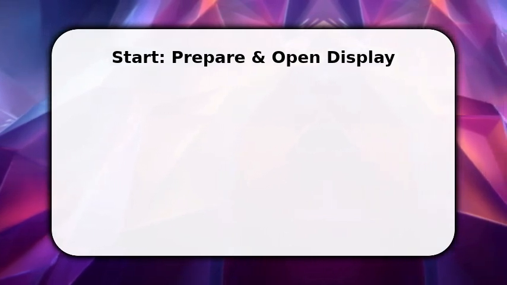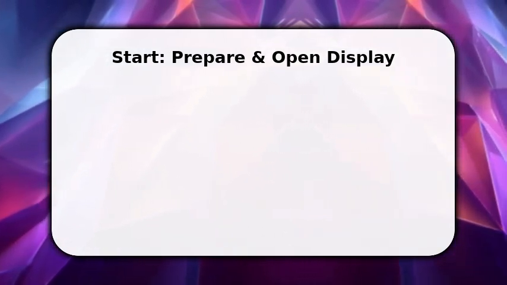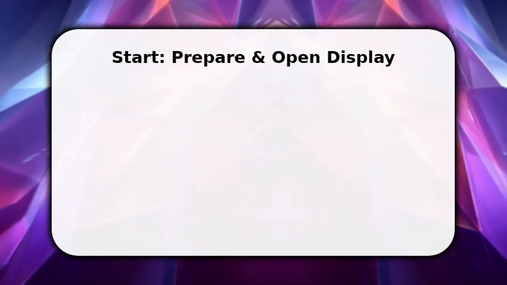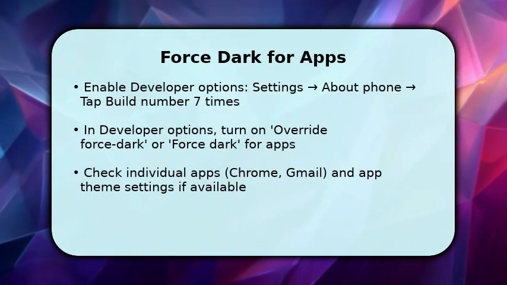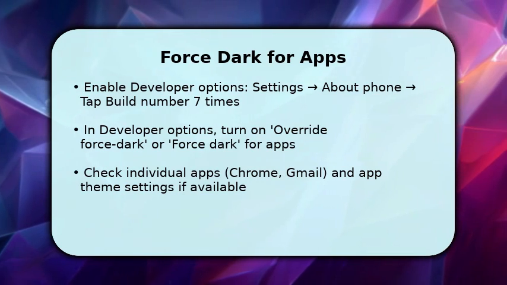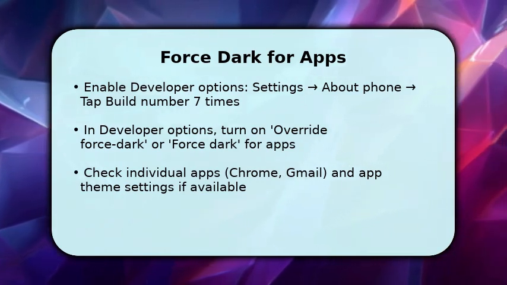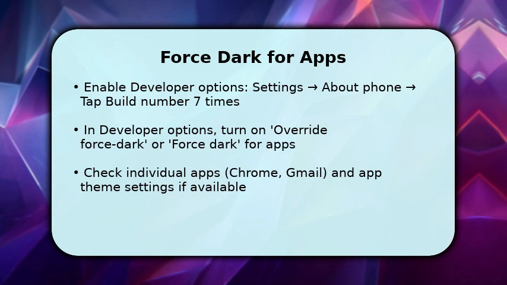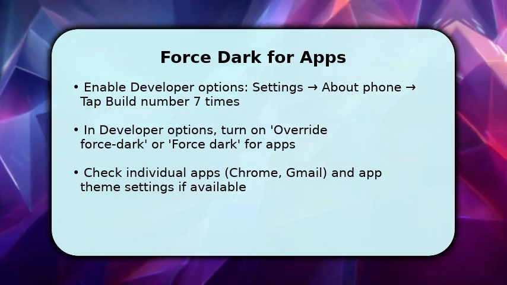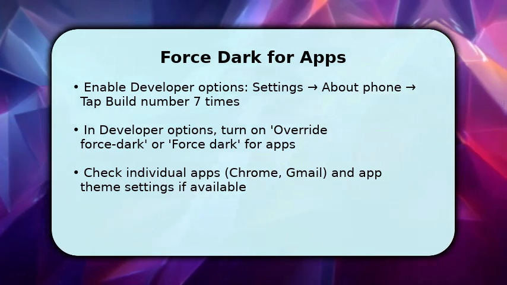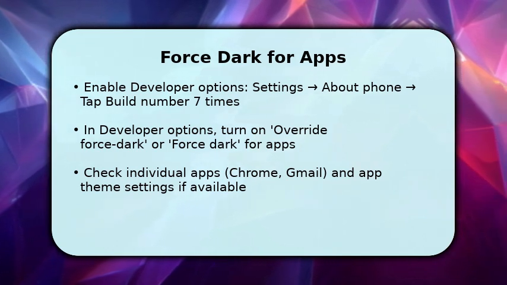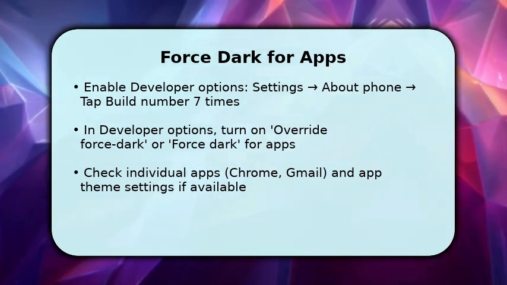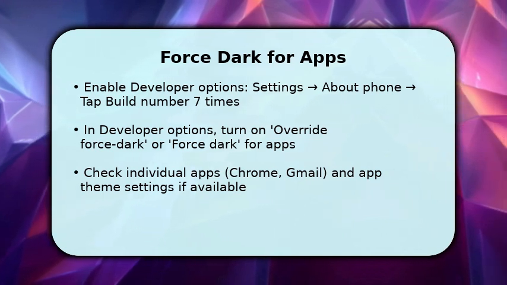Once done, make sure menus look correct and note which third-party apps did not switch so you can address them next. Next, you enable developer options to force dark where apps don't follow system theme. To do that, tap build number 7 times in About Phone, return to Settings, open Developer Options, and enable the Override Force Dark feature. This forces many third-party apps to invert their colors and match system dark mode.